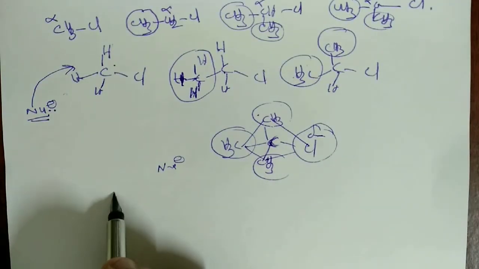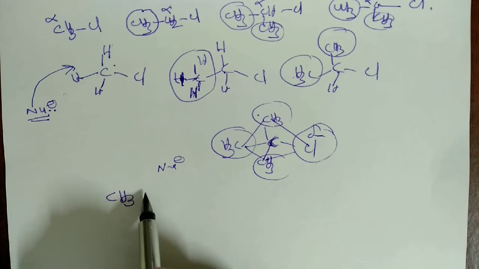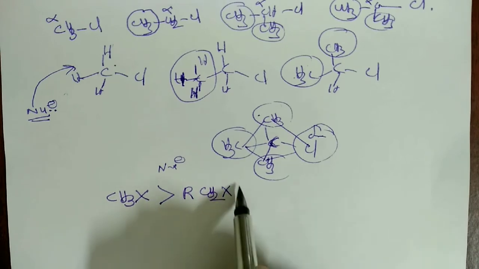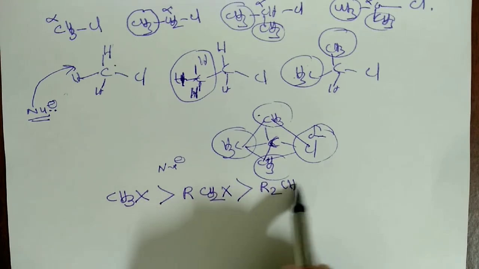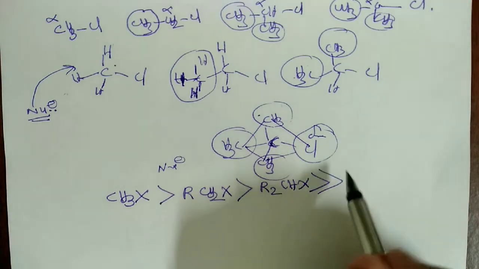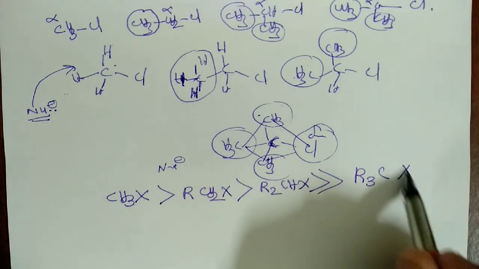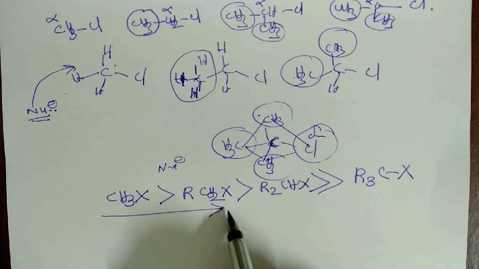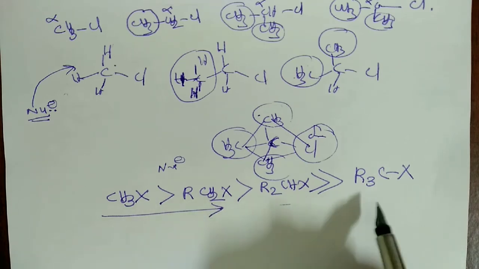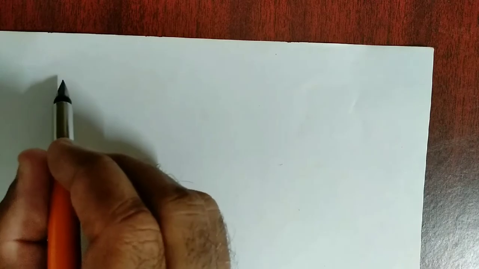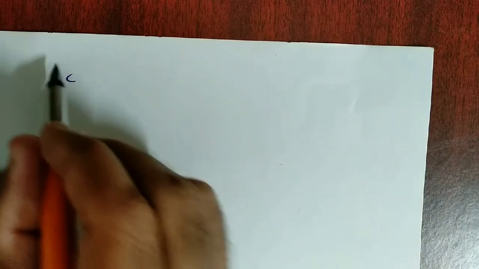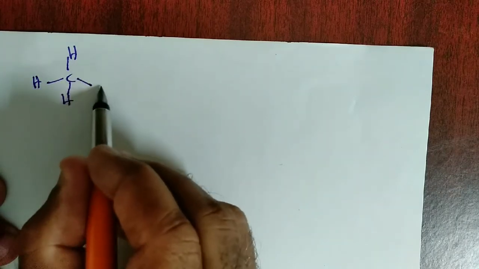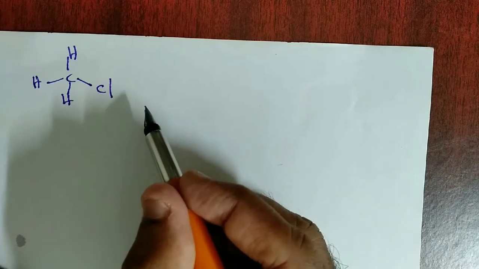This can be generalized as: methyl halide is most reactive. Then comes primary alkyl halide, then secondary alkyl halide; tertiary alkyl halide does not follow SN2 mechanism. This is a decreasing order of rate of reaction towards SN2 reaction. Alkyl substitution in methyl halides decreases rate of SN2 reaction.